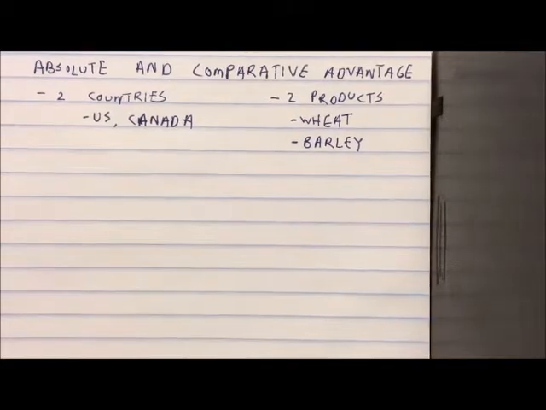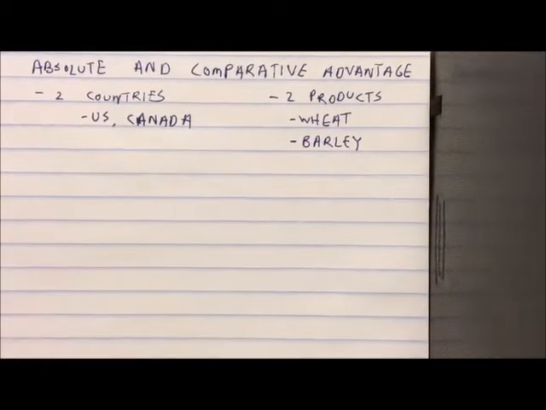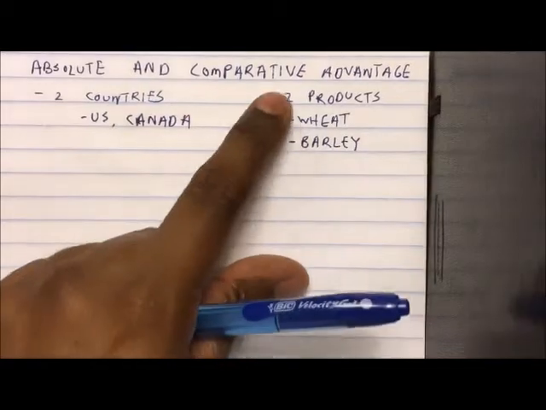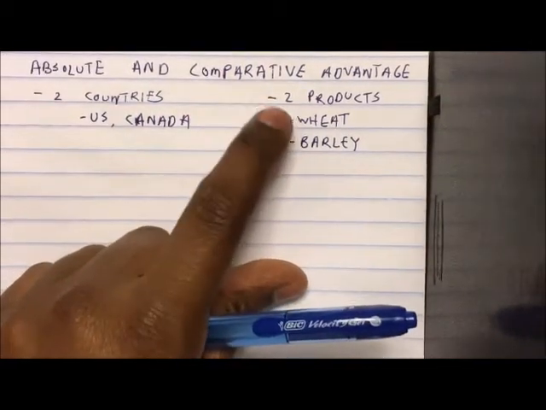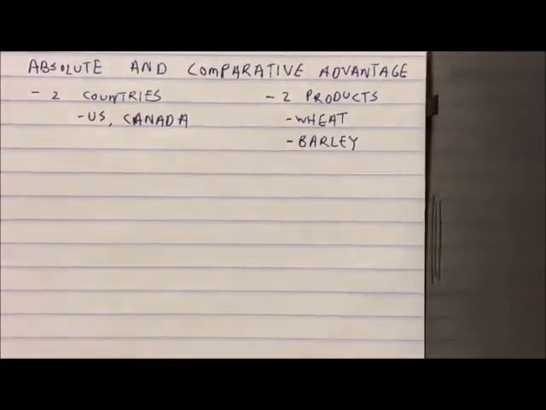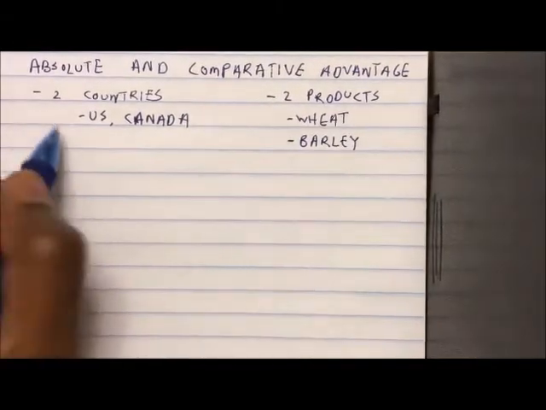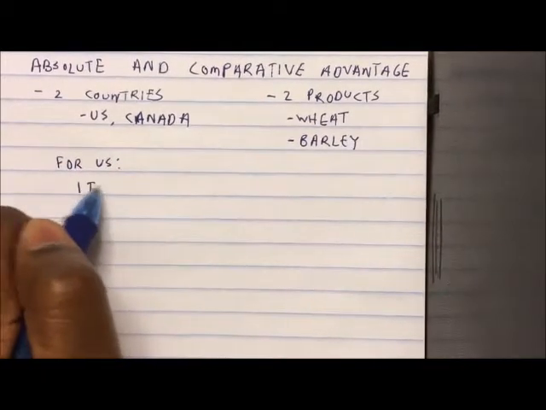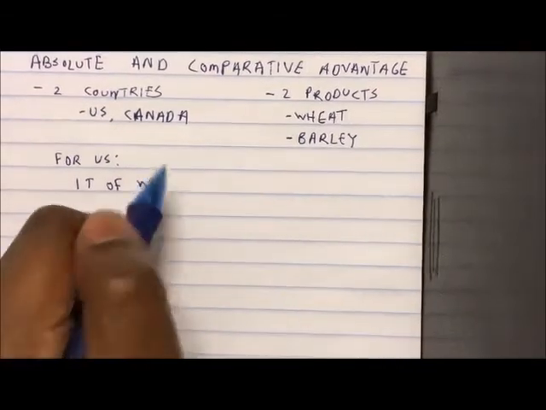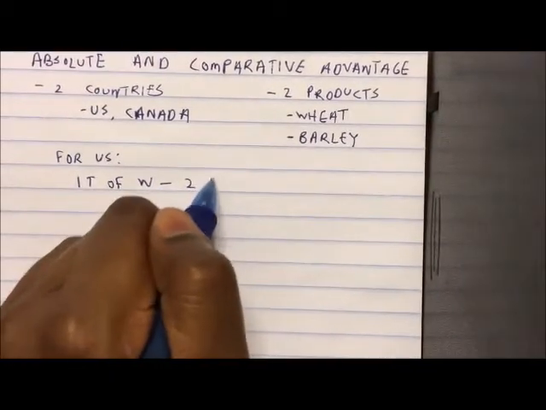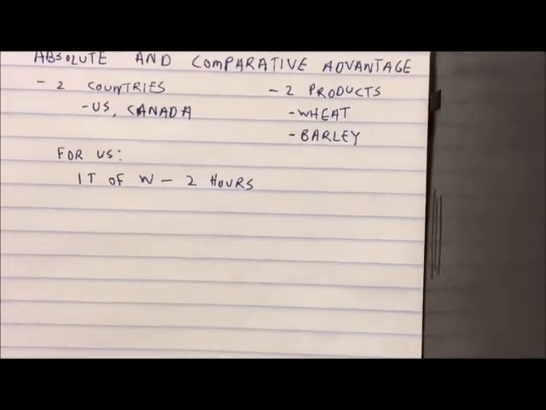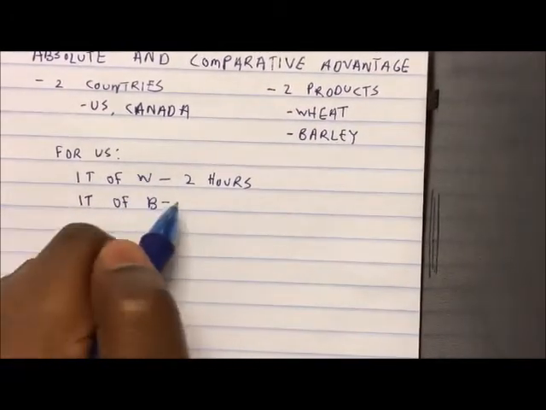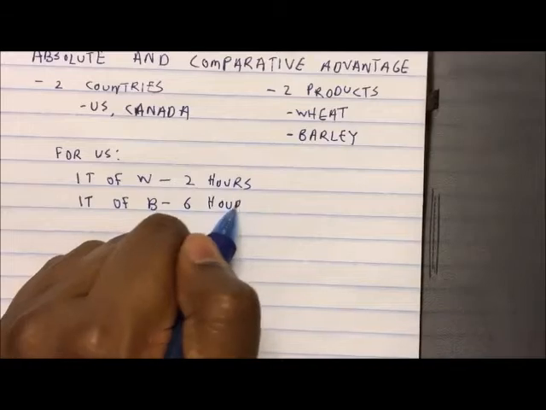Hello everyone. So today we are going to look at an example of how to solve for absolute and comparative advantage. Now let's say there are two countries, the US and Canada, and there are just two products that each country produces, wheat and barley. Now we want to see what technology is there for the US and Canada. So let's say for the US, 1 ton of wheat, where W is wheat, requires 2 hours to produce. And 1 ton of barley, where B is for barley, requires 6 hours to produce.